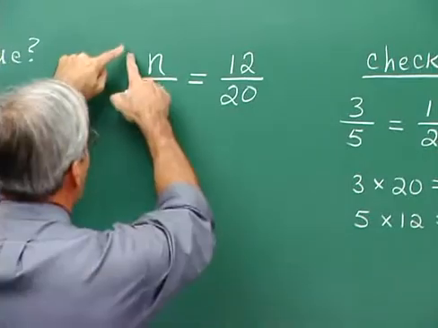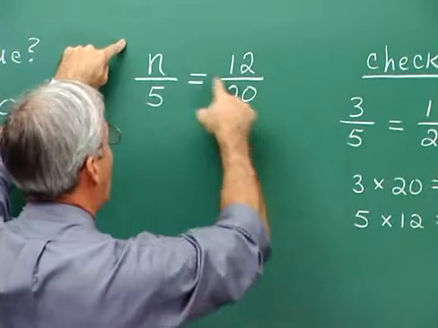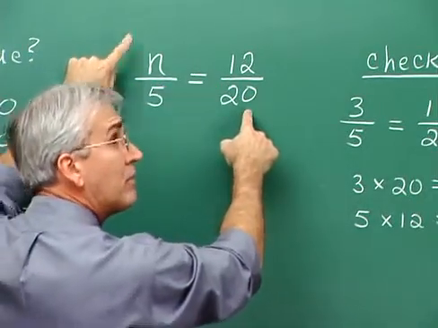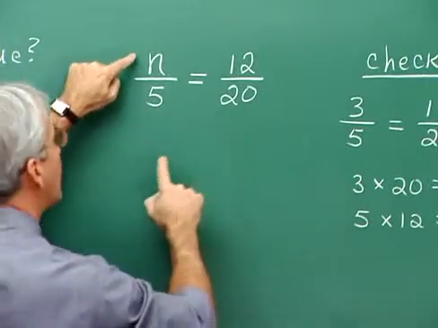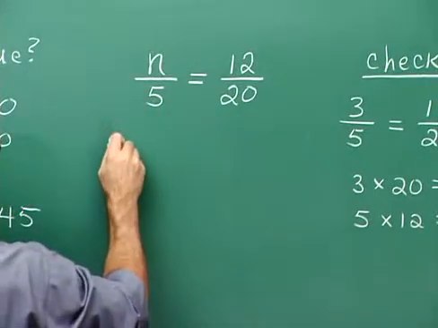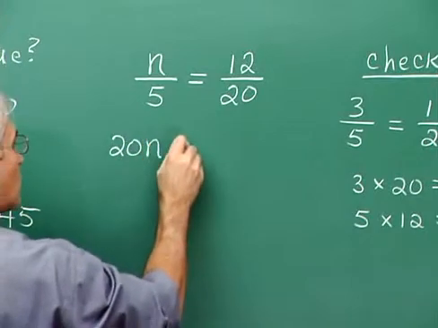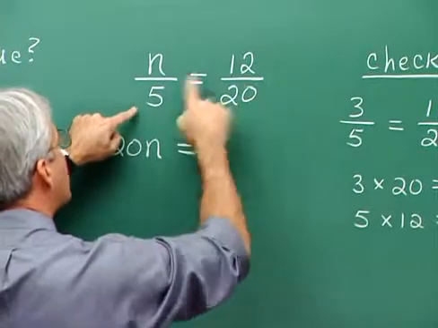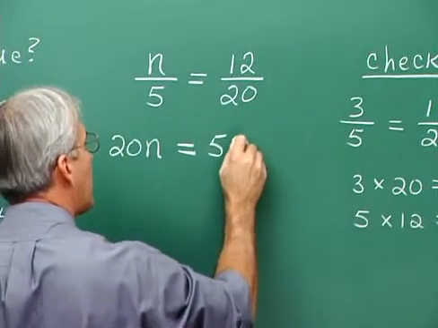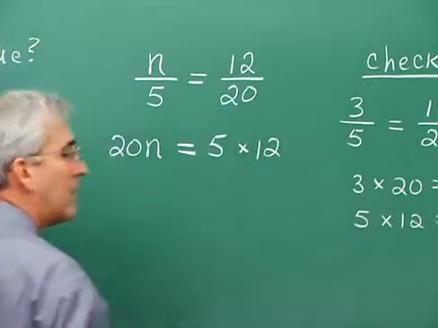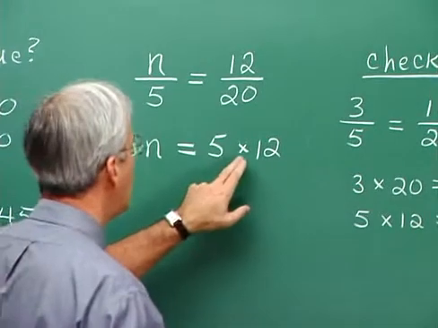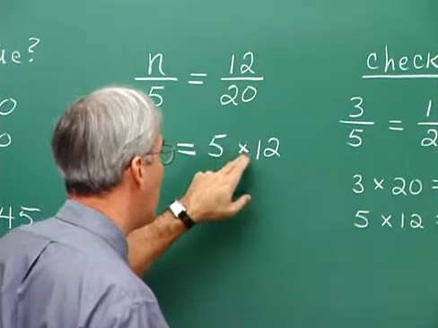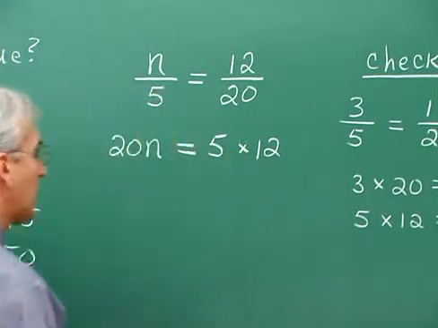So here's what we do. We think about multiplying along this diagonal, the letter n times 20. We don't know the value of n, but we can certainly write the product of the letter times the number, and we write it like this: 20n means 20 times n. And then along the other diagonal, it's 5 times 12. Now remember, we can illustrate the multiplication in several ways. We can use a little cross, which I've done, or a dot or parentheses would indicate multiplication as well.